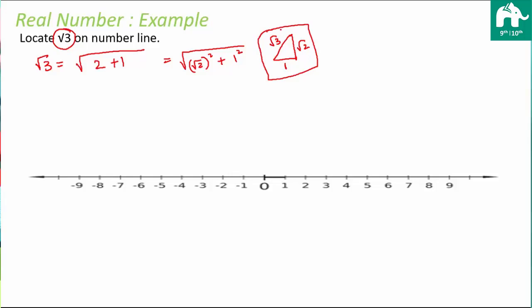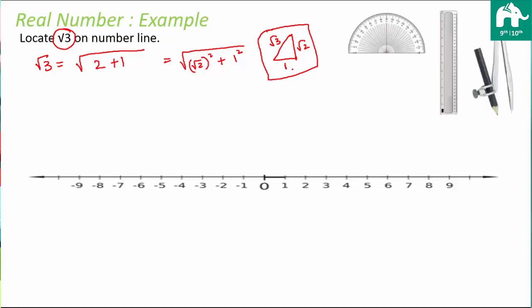And how do we do it? For this, we first need to draw a root over 2. That we already learned in our previous example. So again, using the same things, we will draw the same. First we will draw root over 2. For that, this is our 1 unit. Again, from point 1, we will draw a perpendicular and we will cut it at 1 unit such that this is also 1 unit.